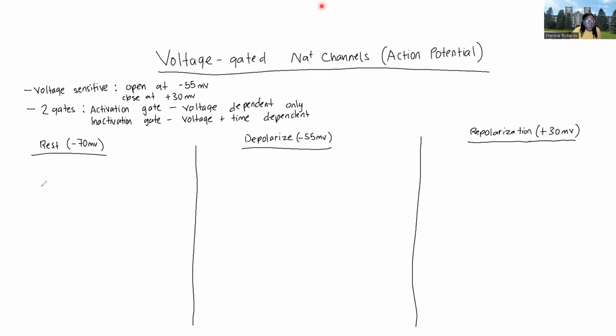So let's look at our first scenario here. We're at rest, at negative 70 millivolts. Let's look at what our two gates look like. So this is our channel.